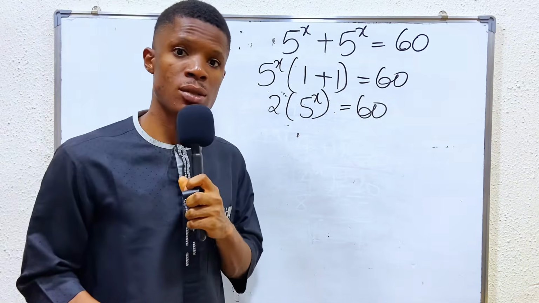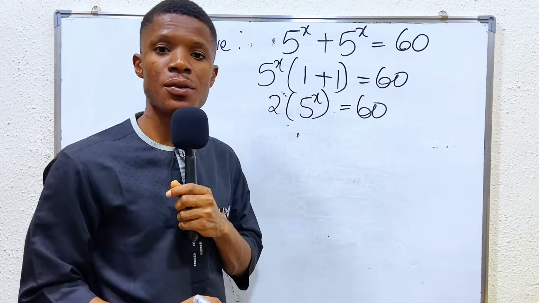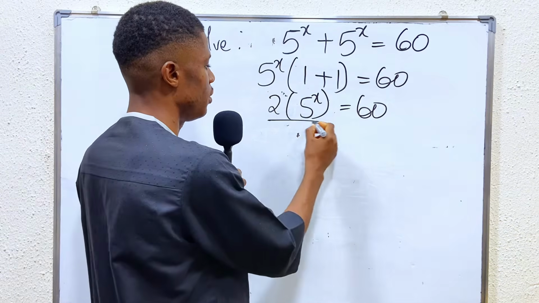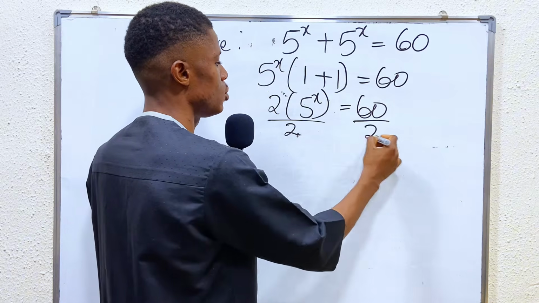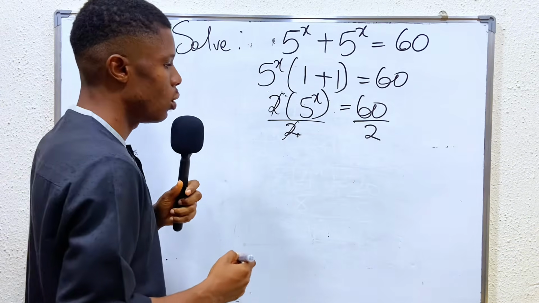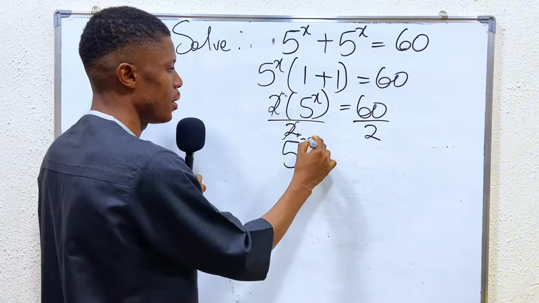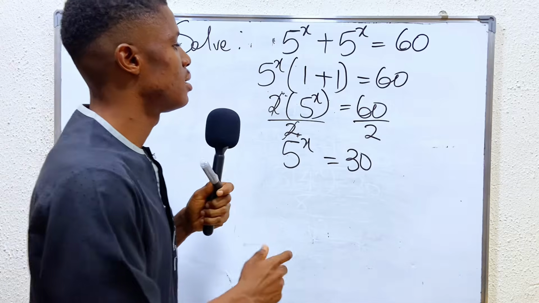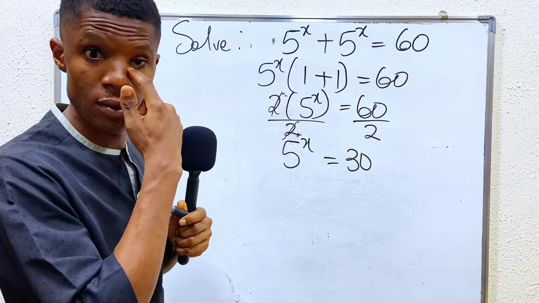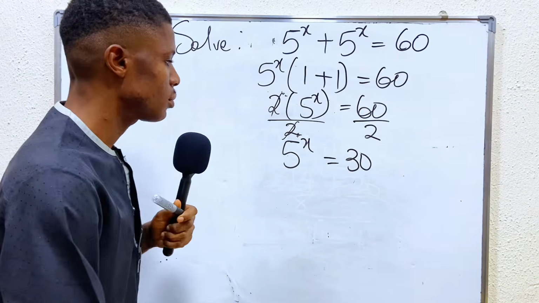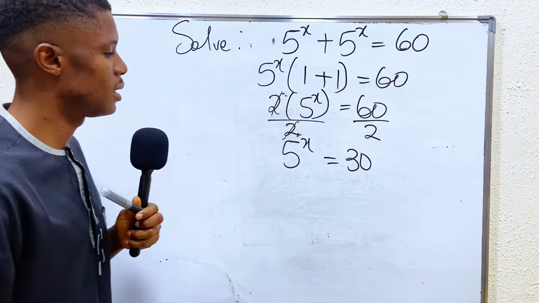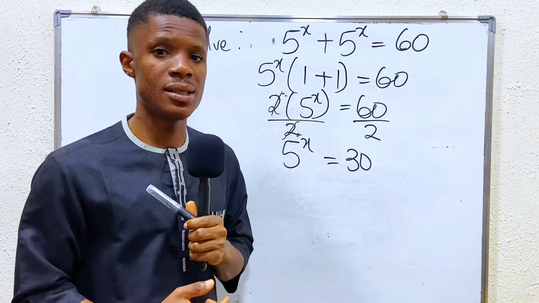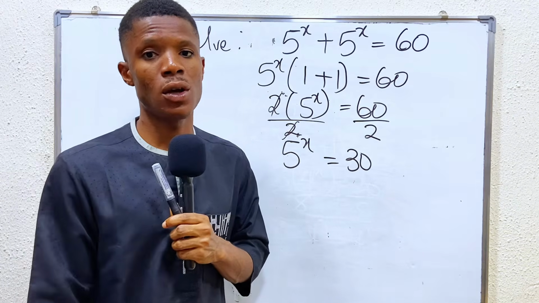Since 2 is multiplying 5^x here, to get rid of 2, we divide the left and the right-hand side by 2. If you divide by 2 and divide by 2, 2 will cancel out. What are you left with? You are left with 5^x equals 30. The reason is that 60 divided by 2 is 30, right? So the next thing we do is check, can these two terms be expressed in the same base? No. So we make use of the logarithm.